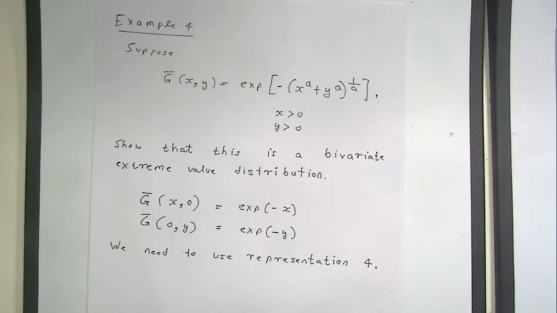Alright guys, do you follow what I've done? You first work out the marginals of G bar, which turn out to be this and this. So clearly the marginals are exponentially distributed, so we will use representation 4.